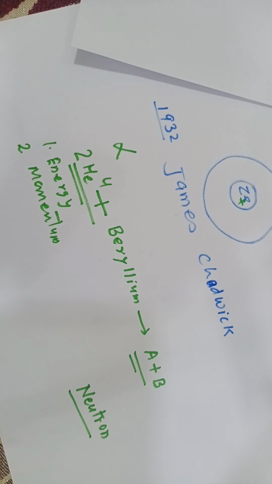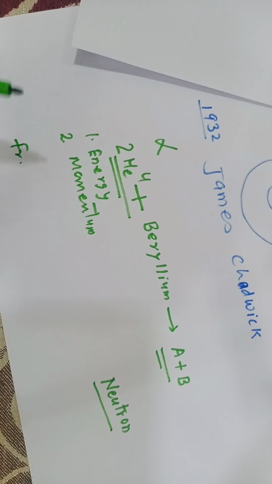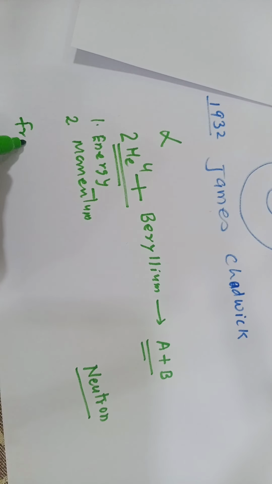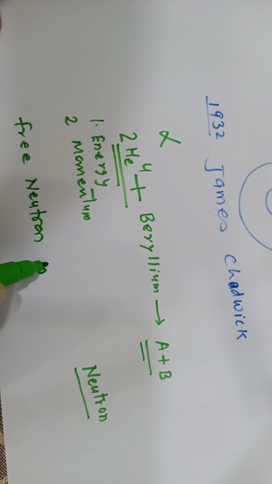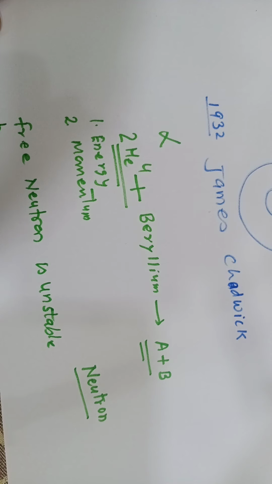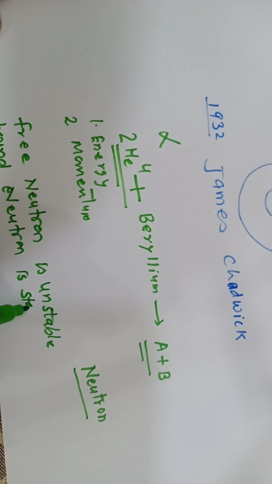The free neutron is unstable, whereas the bound neutron is stable, and in most nuclei the neutrons are bound.